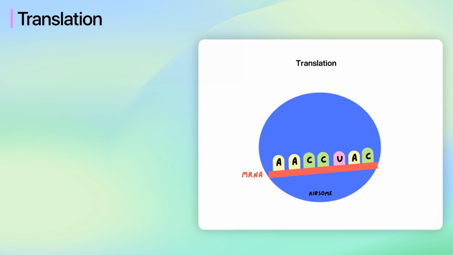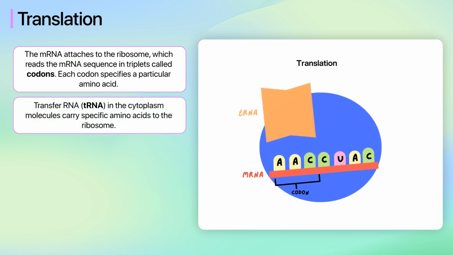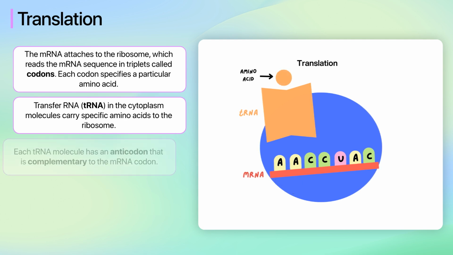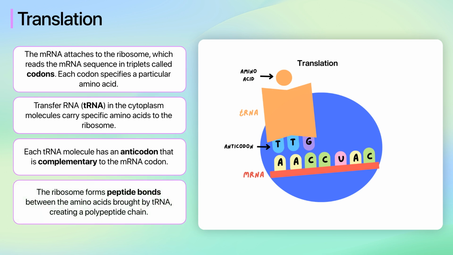Translation takes place in the cytoplasm at the ribosome. Here's how it works. The mRNA attaches to a ribosome, which reads the mRNA sequence in triplets called codons. Each codon on the mRNA specifies a particular amino acid. Transfer RNA, tRNA, molecules in the cytoplasm carry specific amino acids to the ribosome. Each tRNA has an anticodon, which pairs with a complementary mRNA codon. The ribosome forms peptide bonds between the amino acids brought by tRNA, creating a growing polypeptide chain. This process continues until a stop codon is reached by the ribosome, signaling the completion of the protein.